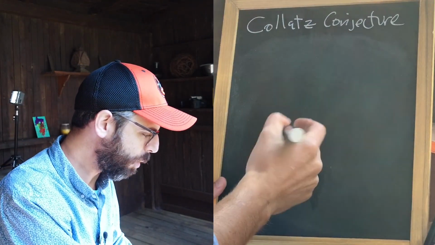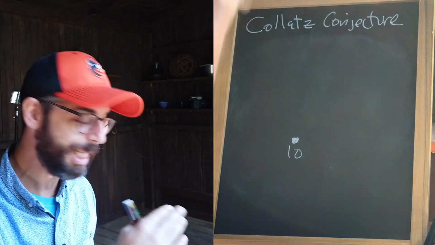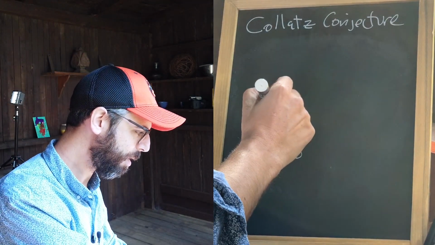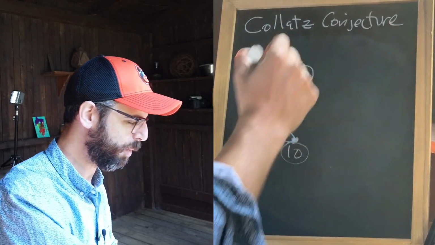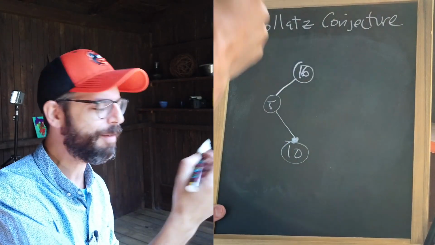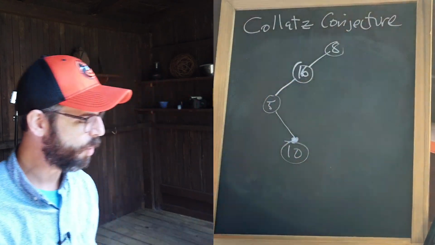So let's say I start with the number 10. 10 is an even number, so it's divided by 2. So I'm going to go slightly to the left to get to the next number, 5. And then 5 is an odd number, so it's multiplied by 3, and then I add 1, which gives me 16, which is an even number. So now I have 16. I'm going to go slightly to the right. And then 16, I divide by 2. I get 8. That's an even number. I'm going to go slightly to the right again, and so on and so forth.